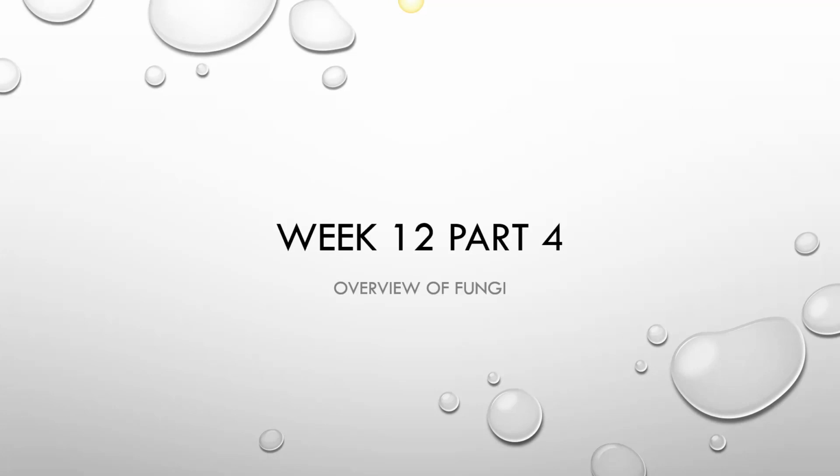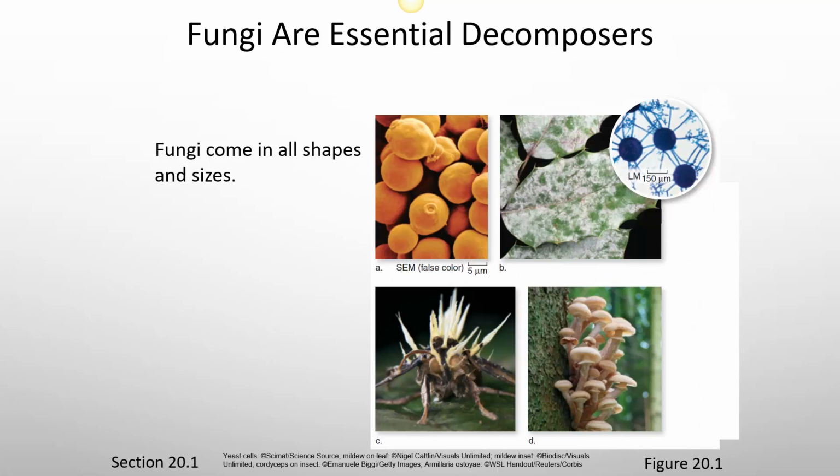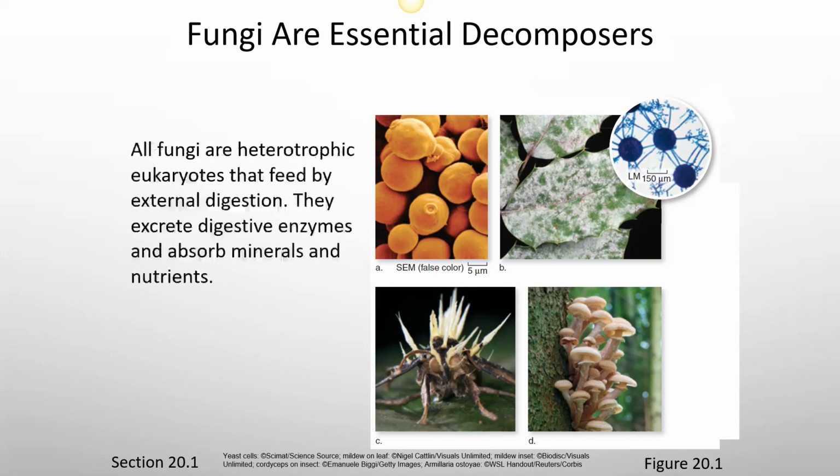Alright, so now we're going to do an overview of fungi. Fungi are the closest relatives of animals. They come in all shapes and sizes. All fungi are heterotrophic eukaryotes that feed by external digestion. This process of external digestion is known as being saprophytic. So they spray out digestive enzymes on the surface of something, break it down externally, and then absorb the nutrients.